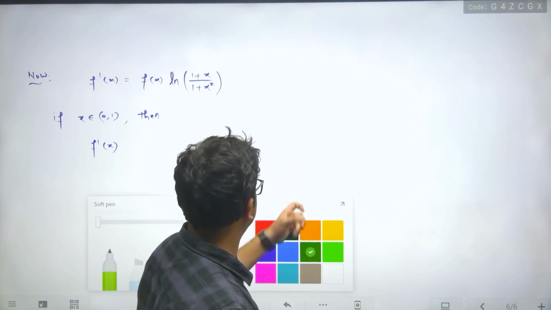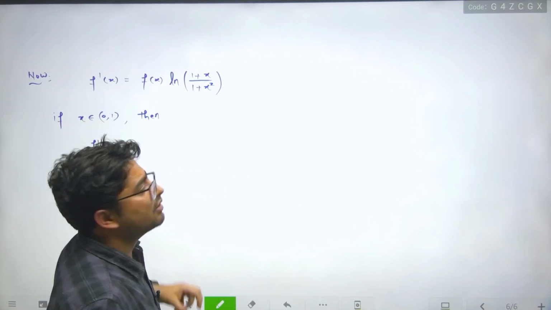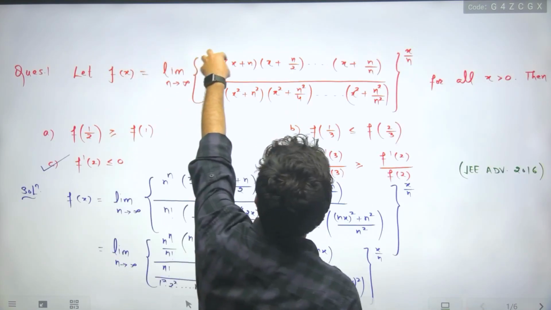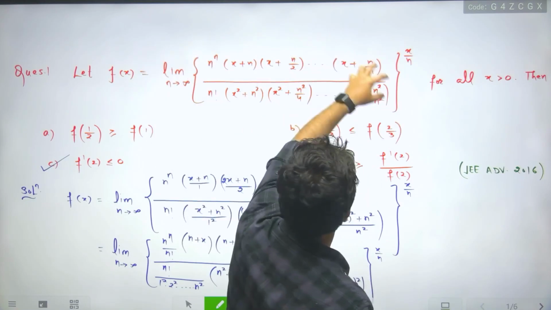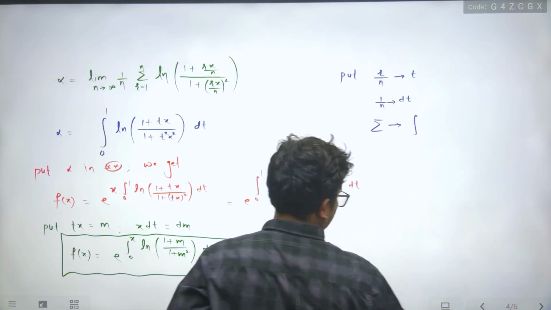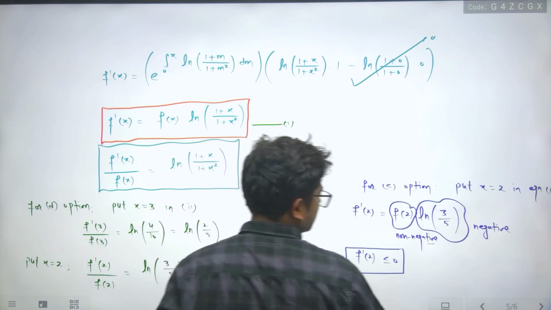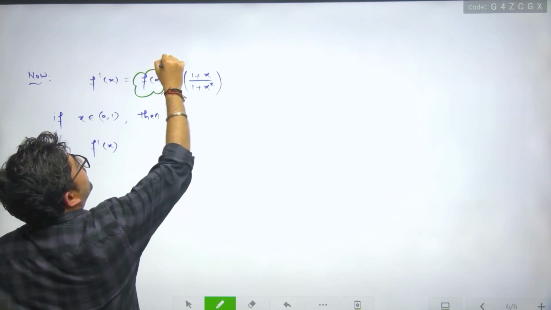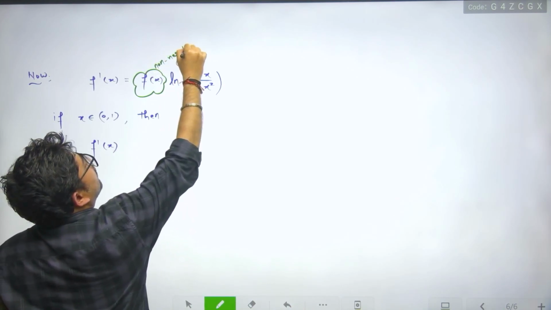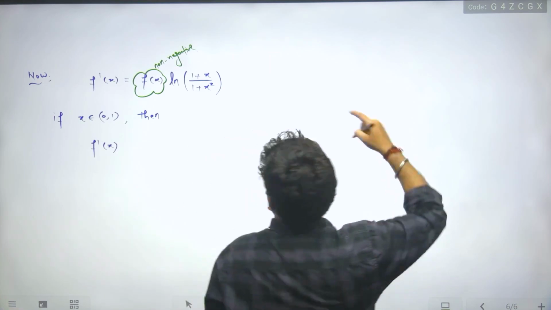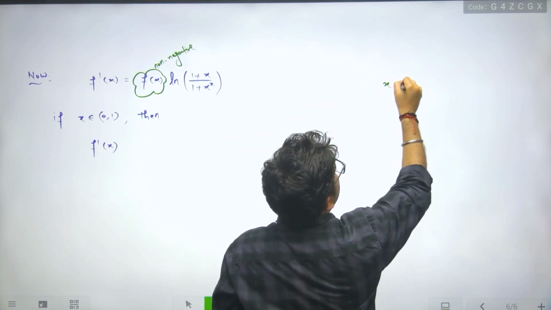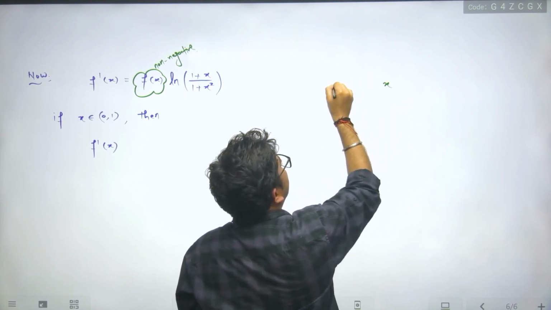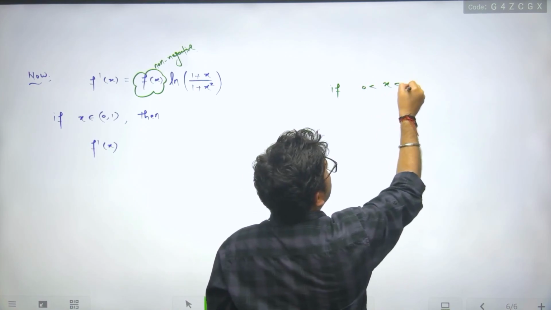Positive, negative, what is it? If x is from 0 to 1, so what about fx? If x is positive, then this thing is positive, or basically non-negative. And if x belongs to 0 to 1, so we know x is what?